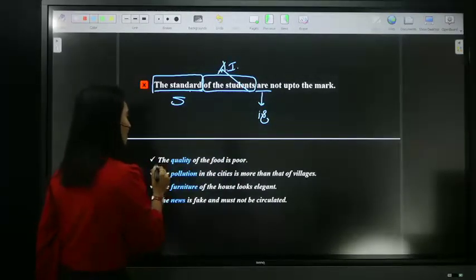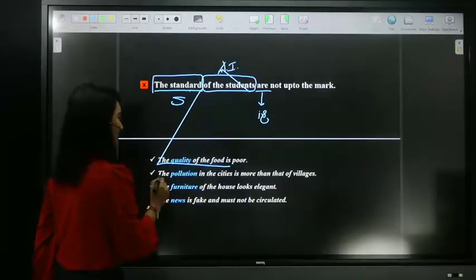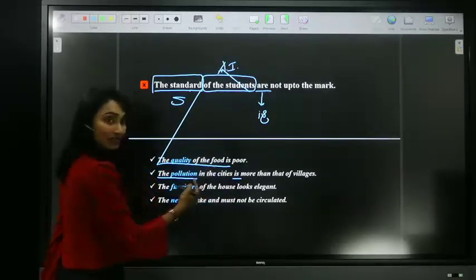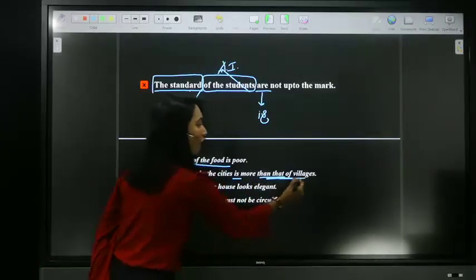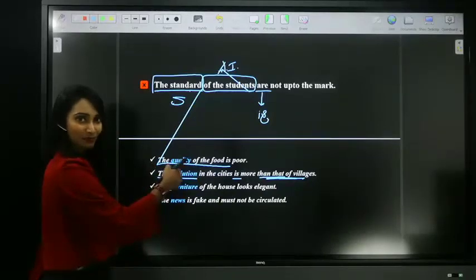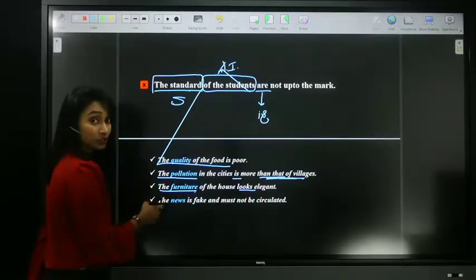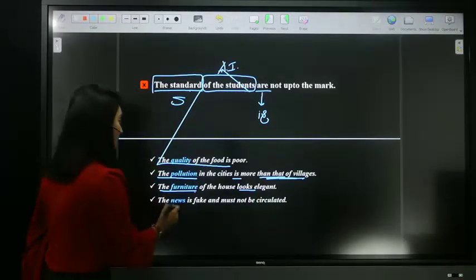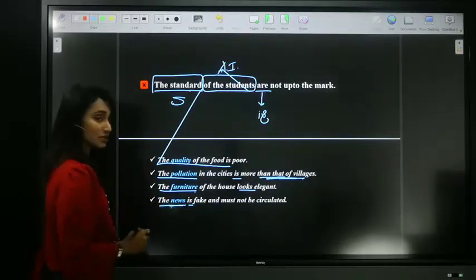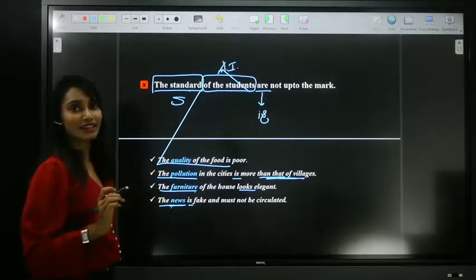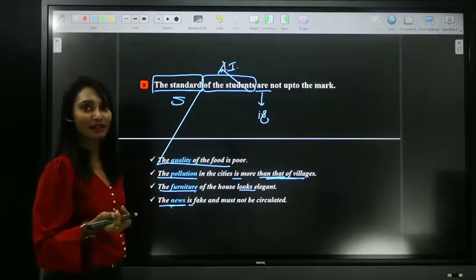Now look at this one. The quality of the food is poor. Subject is quality. So is. The pollution in the cities is more than that of villages. You see, I use than that of to indicate the pollution of. The furniture of the house looks elegant. Furniture, uncountable. So singular verb. The news is fake and must not be circulated. So here the subject is news. News is singular. So try to identify the correct subjects, and then it works well to make the sentence correct with the correct verb and pronoun.